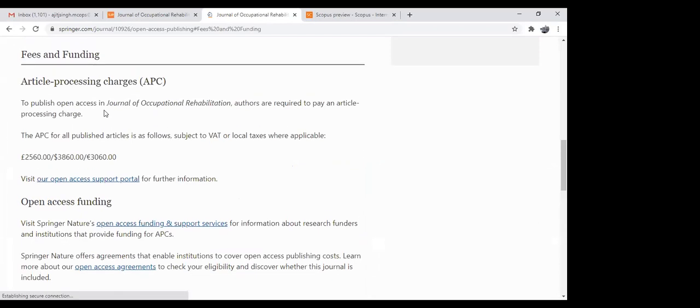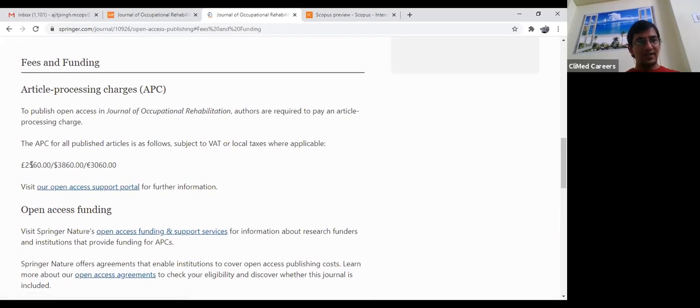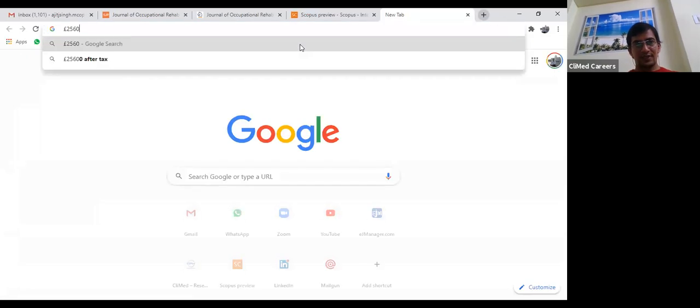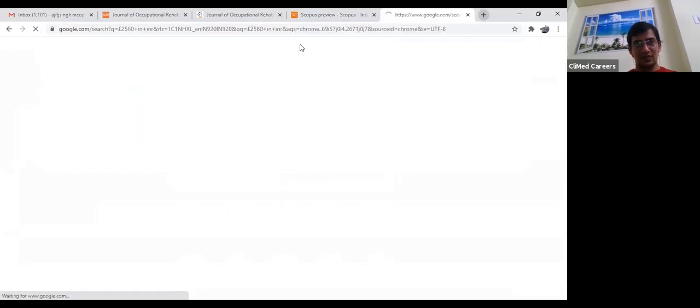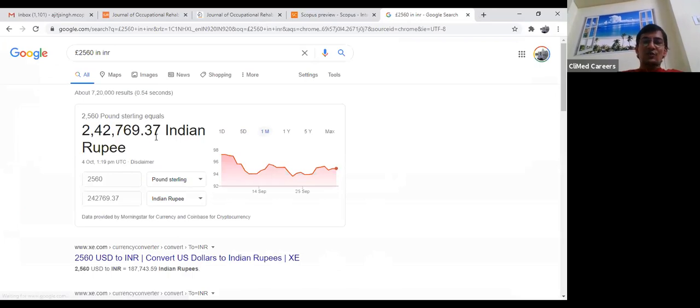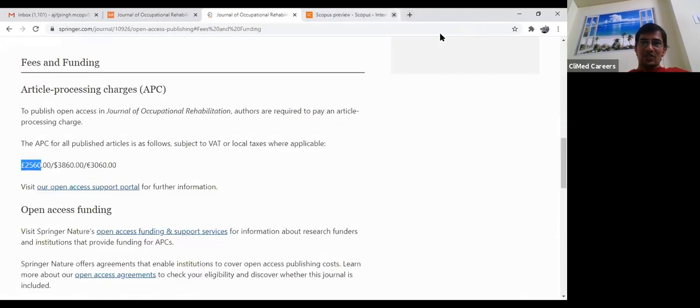So this journal takes open access, and it takes 2560 pounds. Let's check how much is in rupees. One second, I'll just check it out in rupees. Okay, I know how much they charge. So this journal charges almost 2.5 lakh rupees just to publish one paper, right? So we have to look at this also, how much they charge and what the publication charges are. So based on the rank, they charge also.